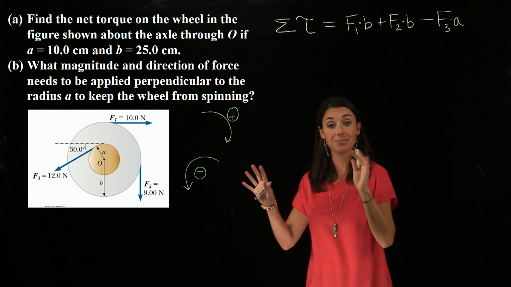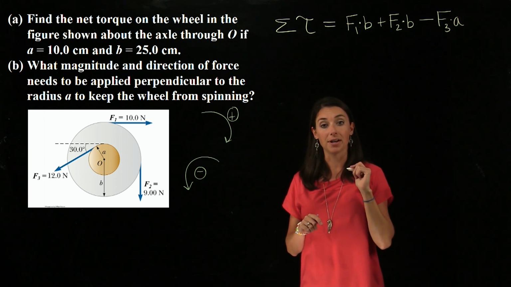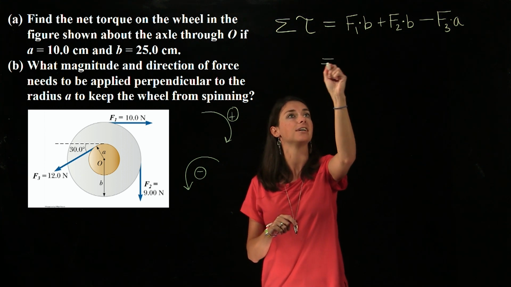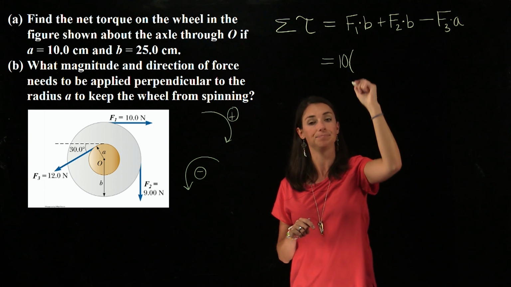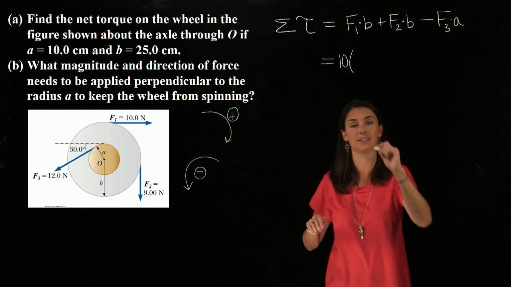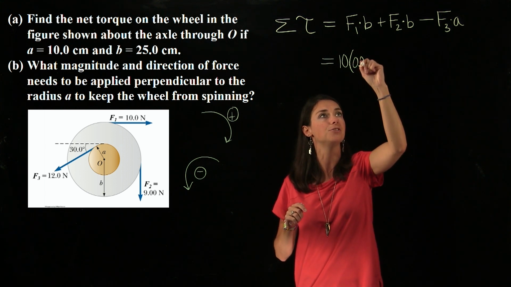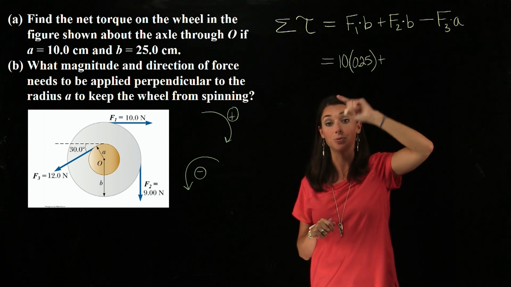And we can plug in some numbers to that because we have our numbers in the picture and we know how far we are away from the axle. So if I just start substituting those in, F1 is 10 newtons, so I'd have 10. Since the radiuses are in centimeters, be careful here. You want to make sure you're in your SI units. So B would be 0.25. We put that in meters. Plus F2 is 9.